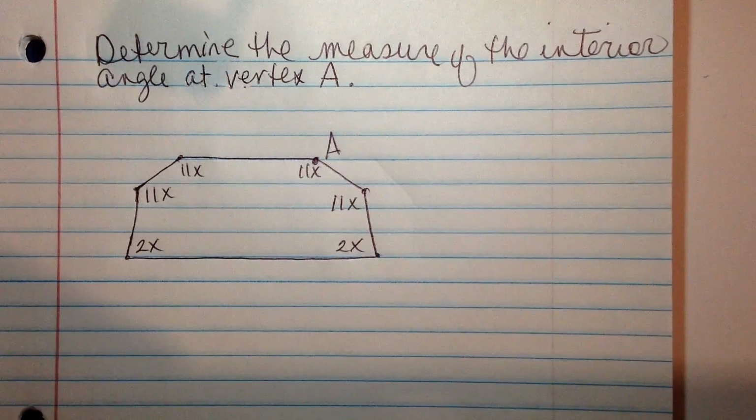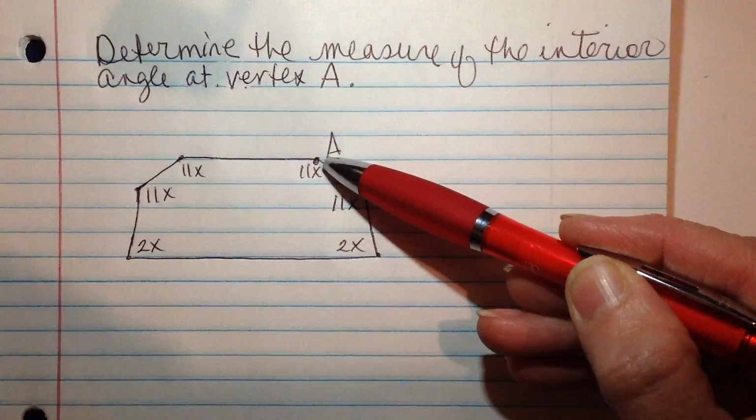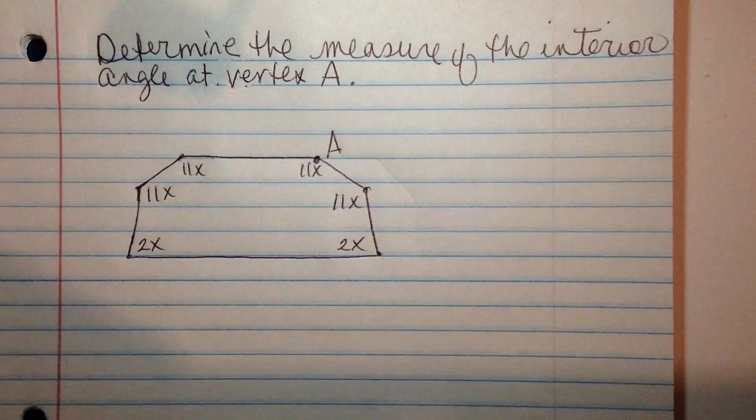On the Module 6 quiz, we had a problem very similar to this one, and I wanted to go back and work through it and make sure that everyone has an understanding of this problem. Determine the measure of the interior angle at vertex A. You see we have a polygon, and here's vertex A.